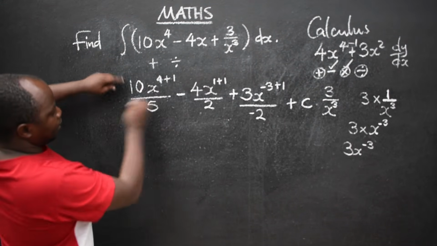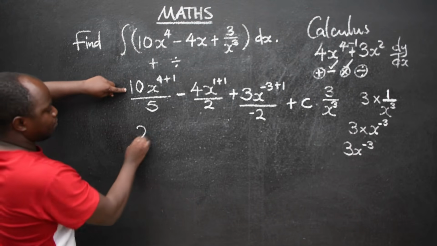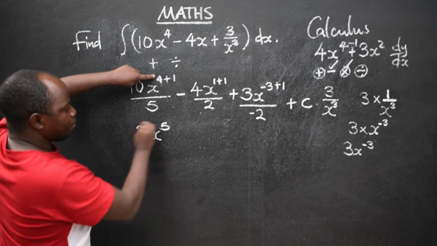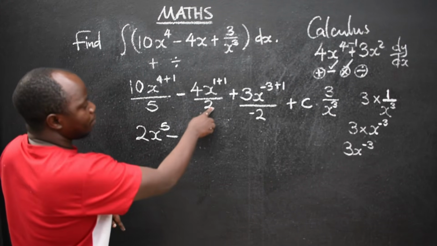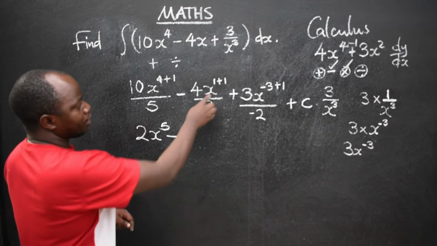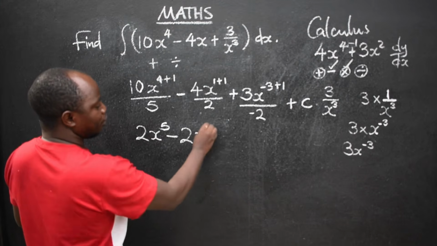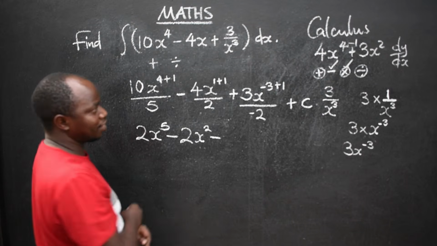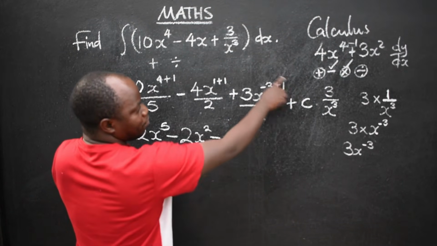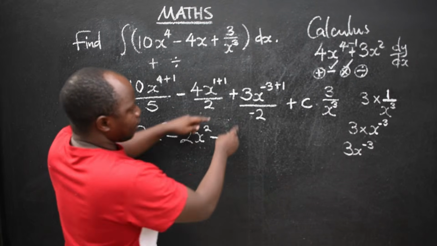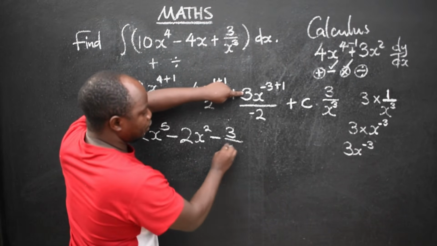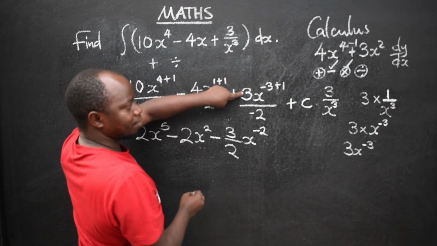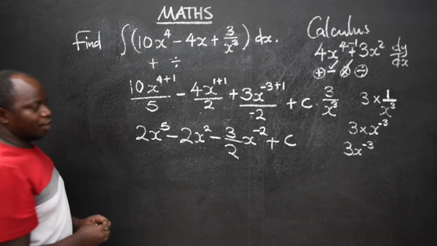So here now we can simplify. How many 5s are in 10? We have 2 of them. So we have 2x to the power 5. Then, how many 2s are in 4? We have 2. We have x here. What is here? 2. This positive or negative will result in a minus. Then I've got 3 over 2, then x to the power negative 2, plus c.